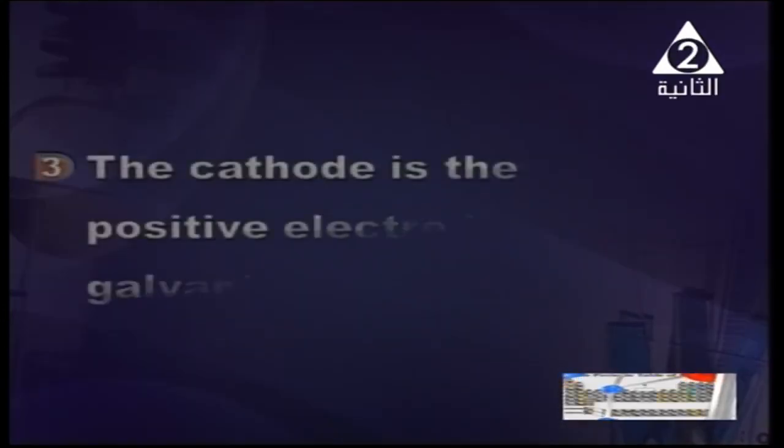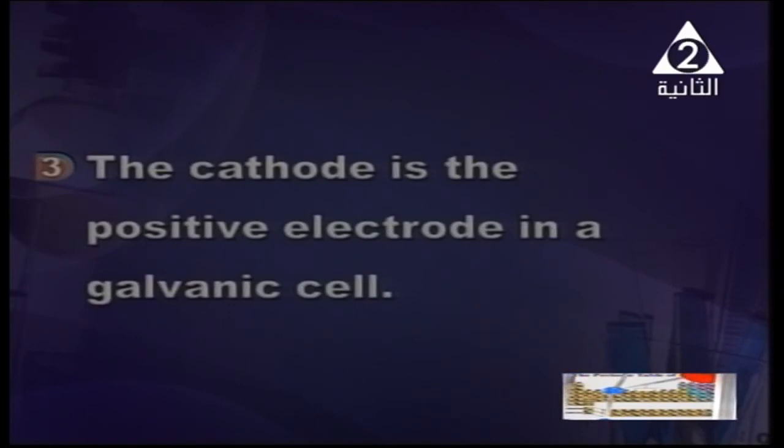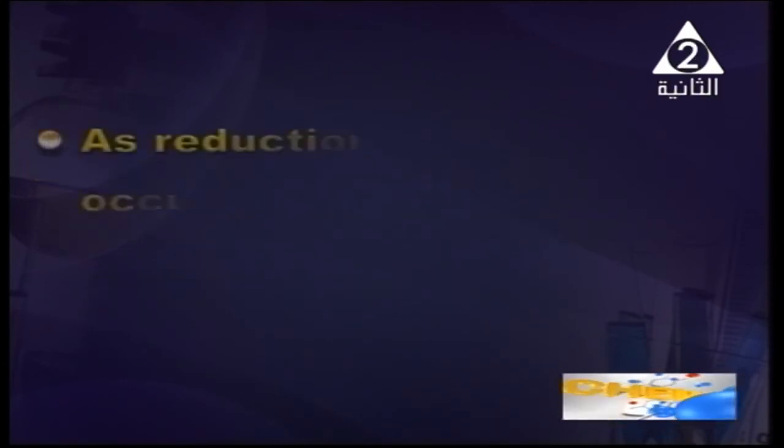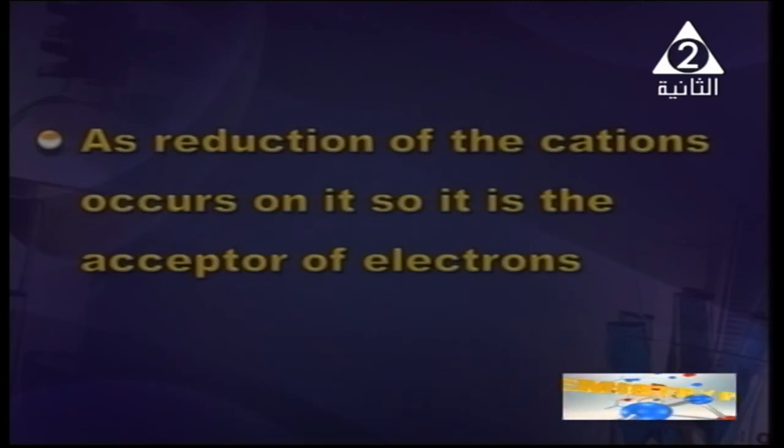Number three, the cathode is the positive electrode in a galvanic cell. Why? Because the reduction of the cations occurs on it. Copper positive 2 accepts 2 electrons and changes into copper.